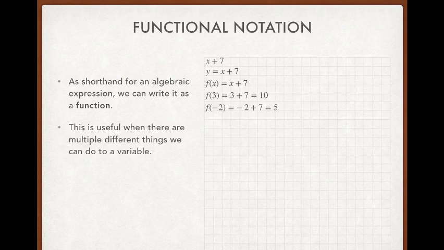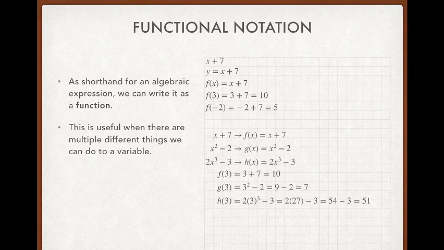This will be particularly handy when we're dealing with some sort of complicated situation where we have multiple different things that we could do to a variable. In that case, we'll actually not only use f, we can use other letters also. So say that we're dealing with some complicated situation where there are 3 different things we can do to x. One thing is we could take x and add 7 to it. Another thing we could do is we could take x and square it and then subtract 2.